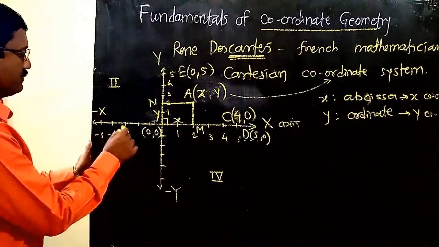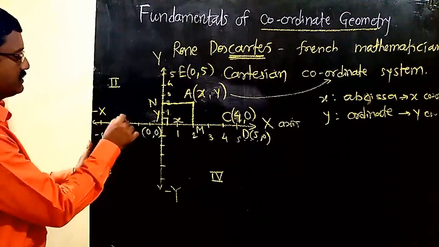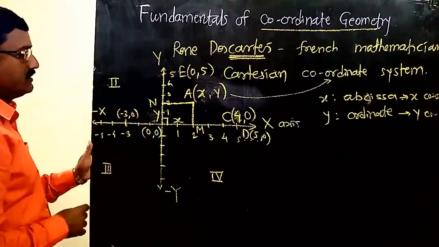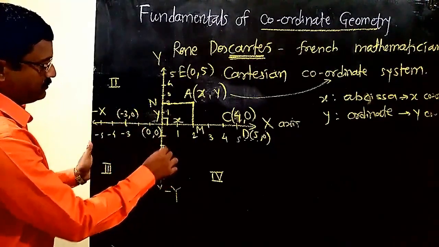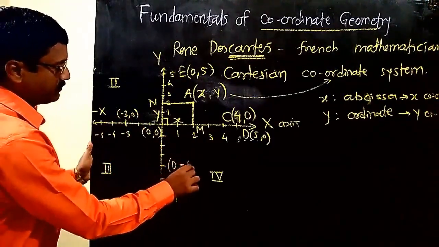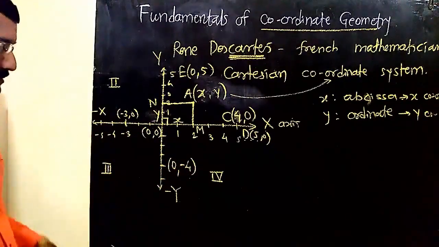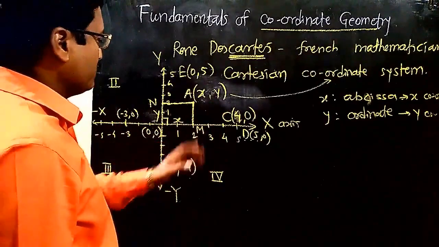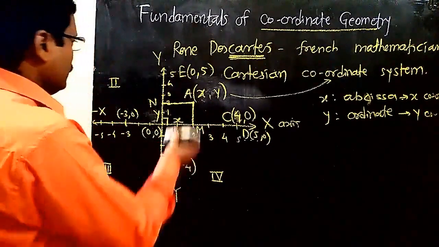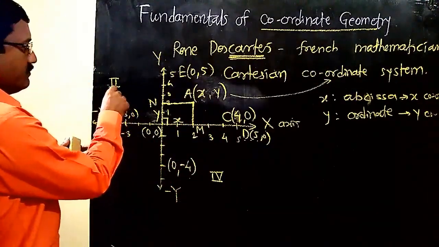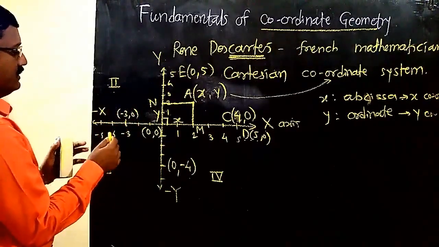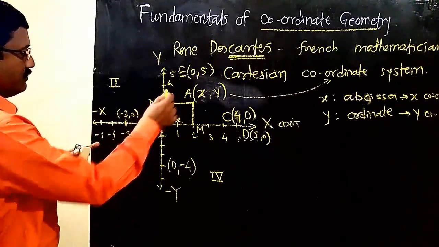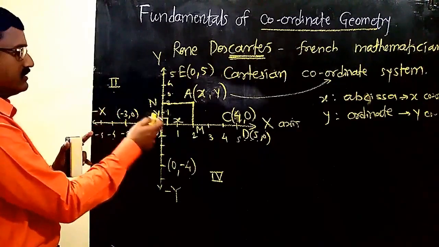In the same way, if you take this point, then the coordinates of this point will be (-3, 0). Here 1, 2, 3, 4, this will be (0, -4). Okay, so these are the coordinates whenever a point lies on the axis. If a point is in the second quadrant, then the coordinates will be negative and positive, because x is negative for the second quadrant and y is positive.